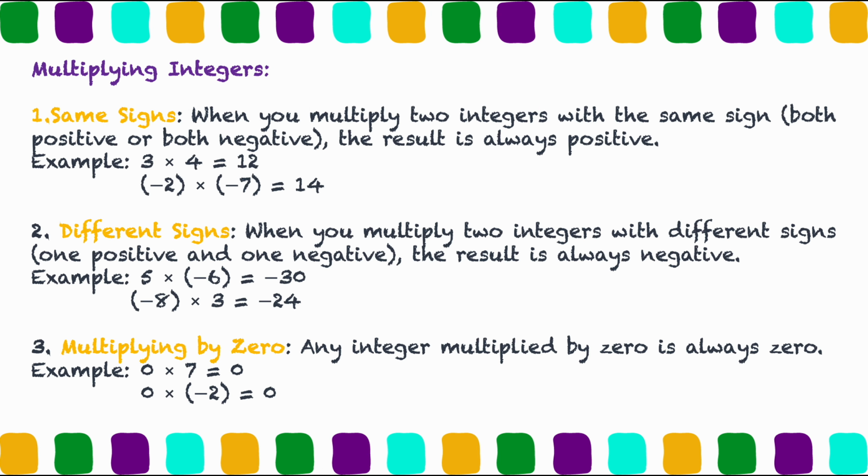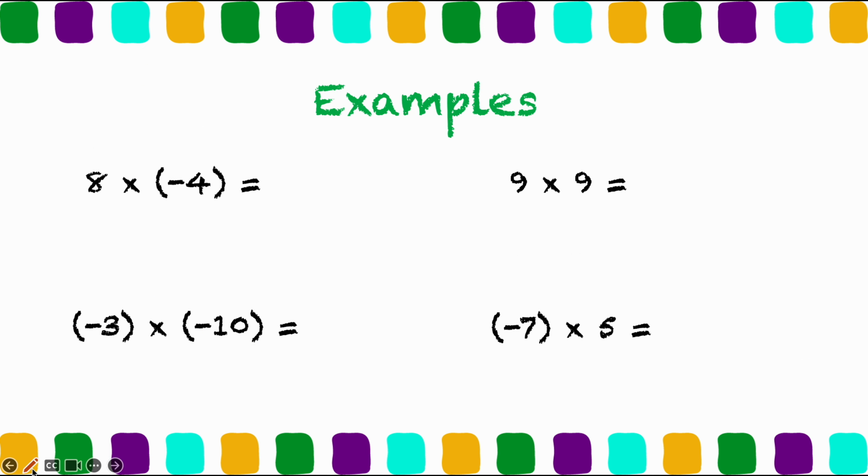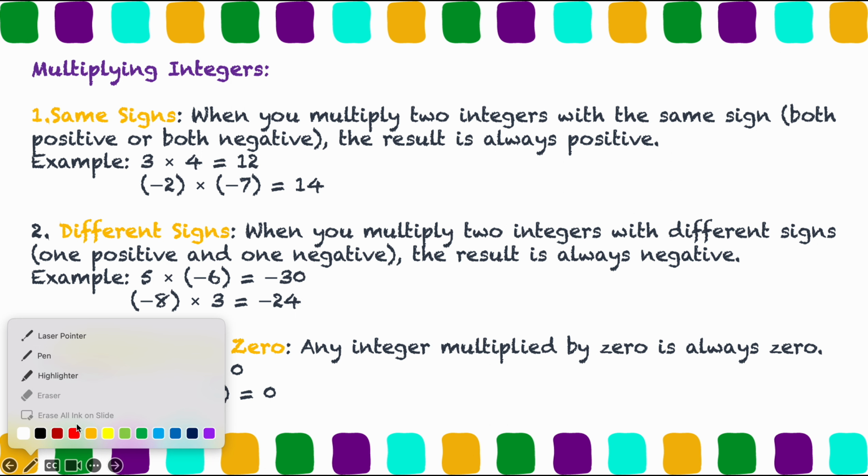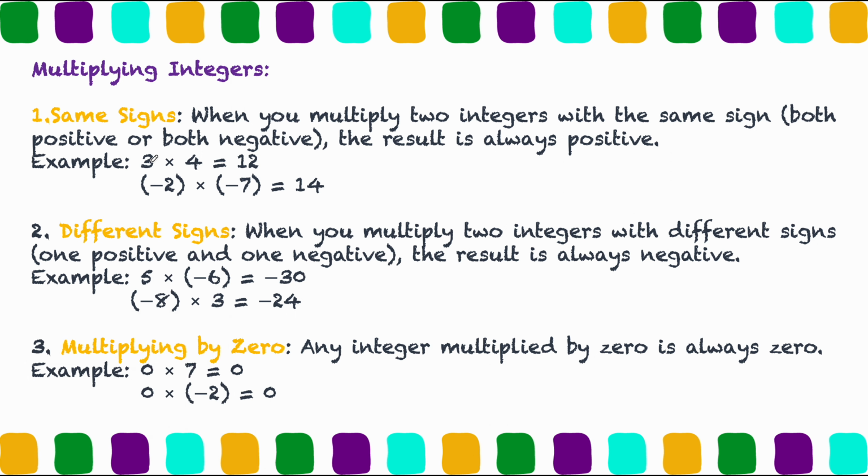Now, when we are multiplying integers with the same sign, the result will always be positive. So whether it is two negative numbers or two positive numbers, our product will always be positive. For example, we have positive 3 times positive 4, our answer would be positive 12. Also, we have -2 times -7, our answer is also positive. In this case, it is positive 14.